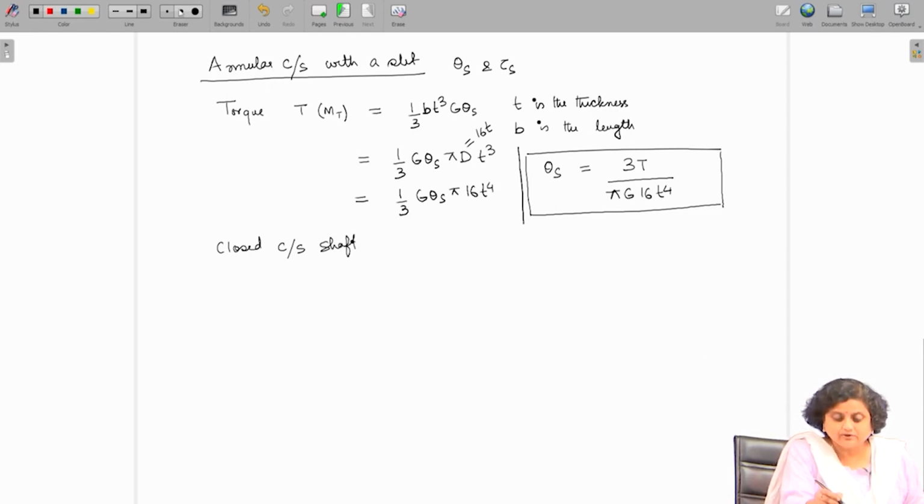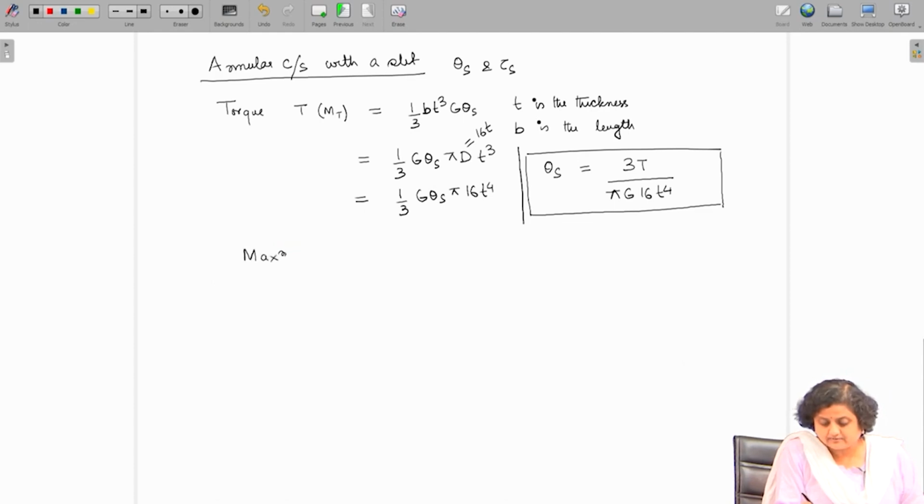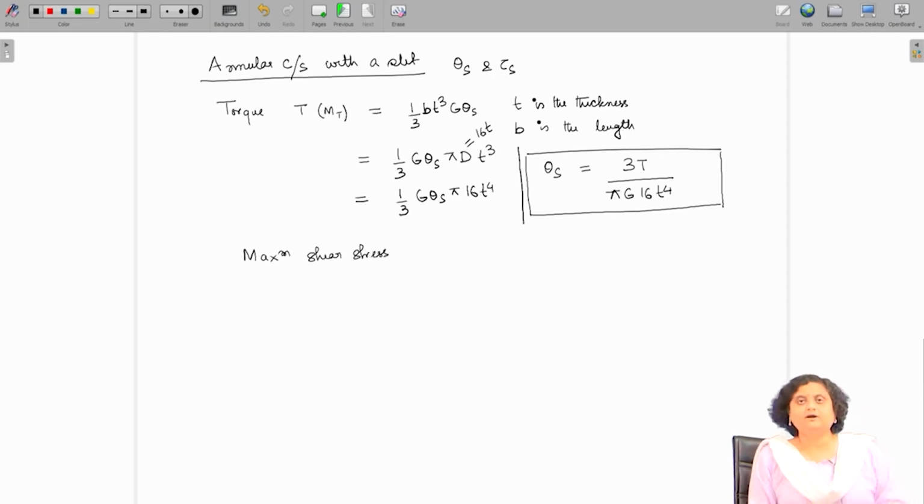Before moving into this, let us find out the shear stress also. So, let me find out the maximum shear stress in this annular shaft with a slit. Let me call it tau s. So, what is tau s?